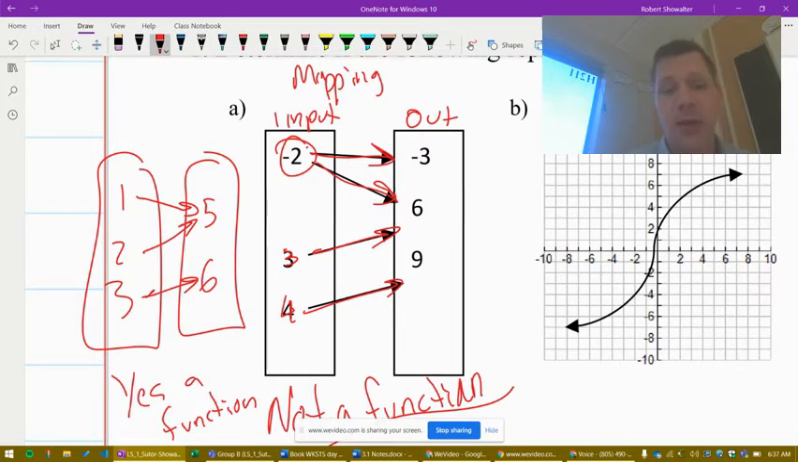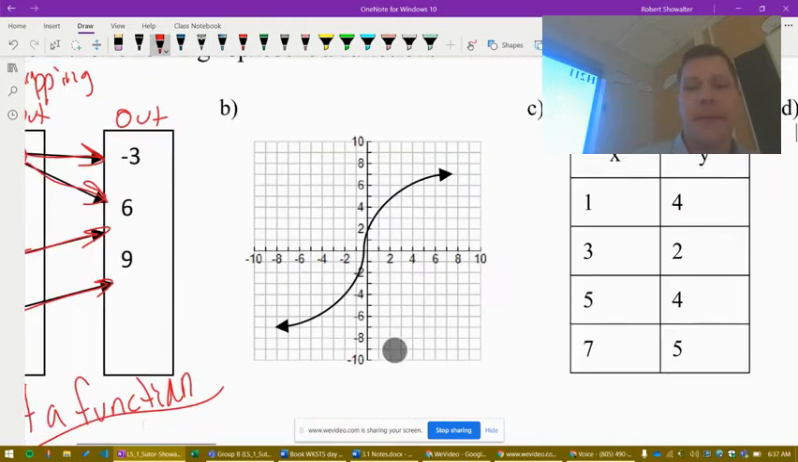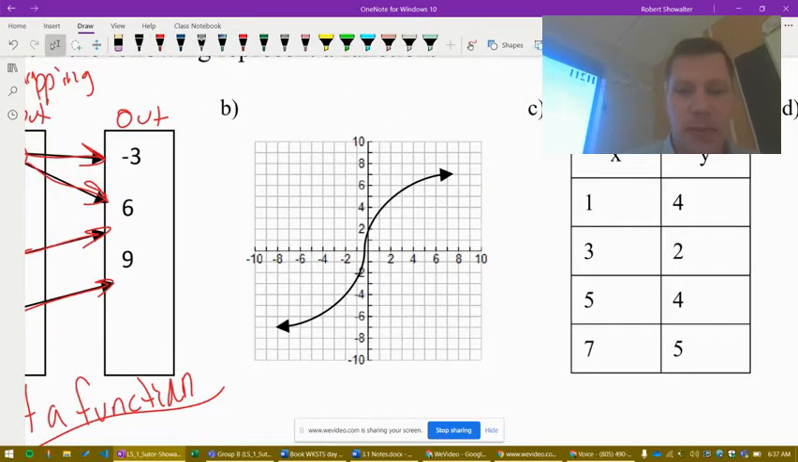What's another example of something that would be considered not a function that has a similar type of setup? Maybe write that down right now. Check to see if you know what that is. Okay, so let's look at B.